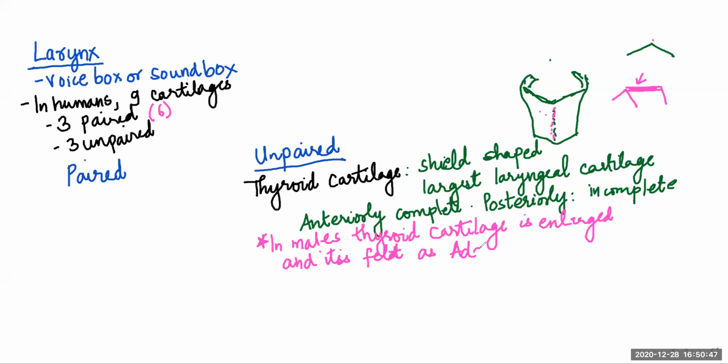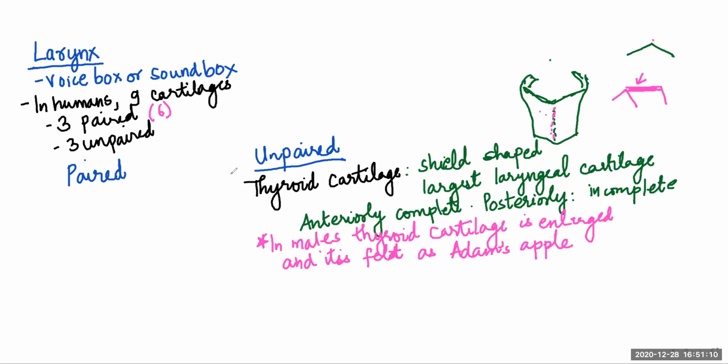So they ask you, what is Adam's apple? Yeah, what is Adam's apple? It is nothing but the enlarged thyroid cartilage. Okay, Adam's apple is the enlarged thyroid cartilage.